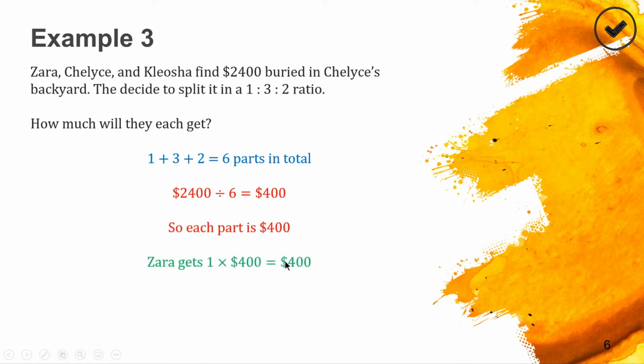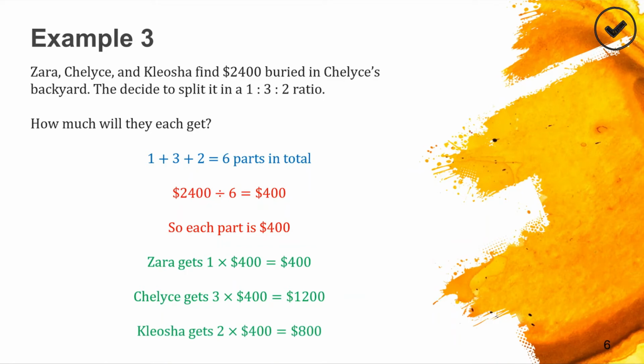So Zara is going to get 400. Shalise is going to get 3 times 400, so she's going to get 1,200. And Cleosha is going to get 2 lots of 400, so she gets 800. Once again, if we add 800, 1,200, and 400, we get 2,400. So we have done it correctly. So this is 2,400 split up in a 1 to 3 to 2 ratio.